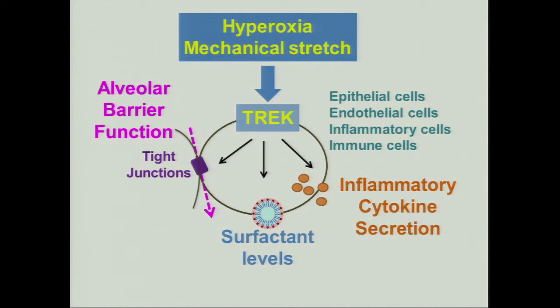So what I believe happens in the lung is that the two key insults that occur in ventilator-induced ARDS, which are hyperoxia exposure and mechanical stretch, regulate the function and the expression of TREK channels in lung resident cells, such as epithelial and endothelial cells, as well as in lung inflammatory cells and lung immune cells. I believe that in turn, these TREK channels regulate inflammatory cytokine secretion, surfactant levels, and alveolar barrier function. And I'm going to show you one or two slides on each one of these components, and then we're going to conclude the talk.